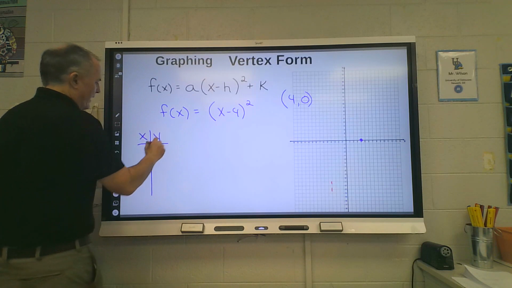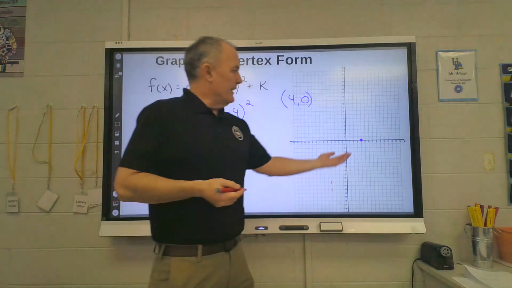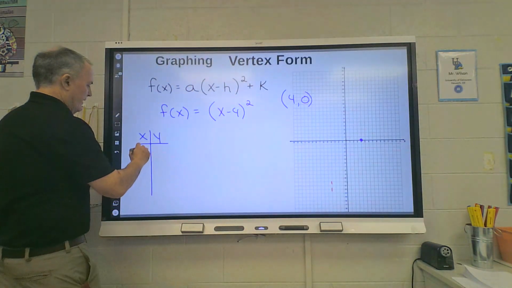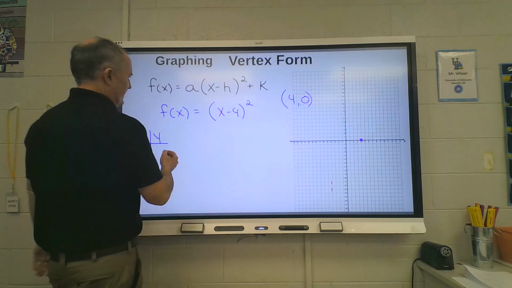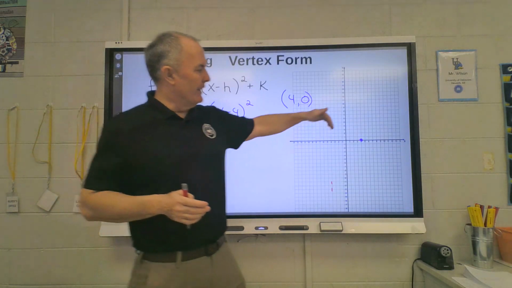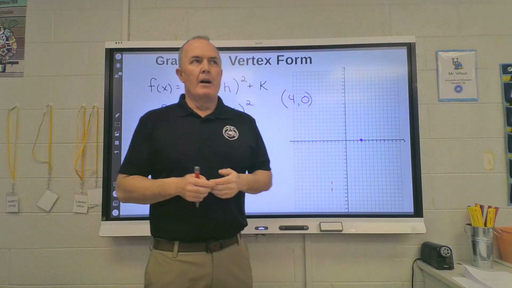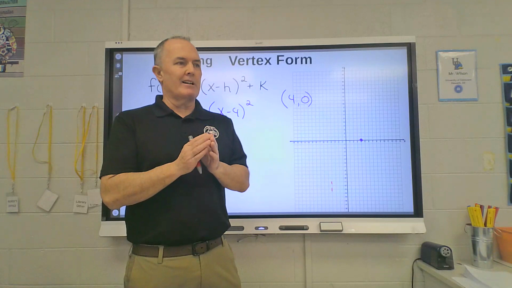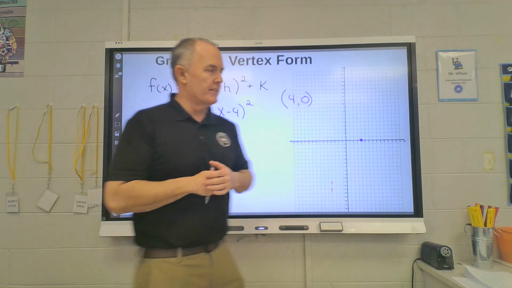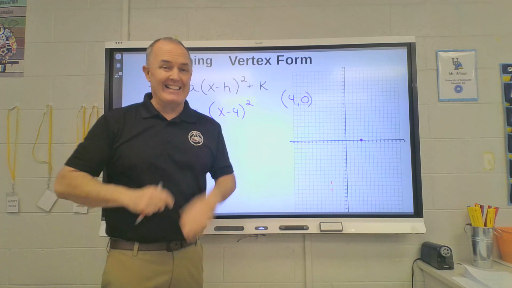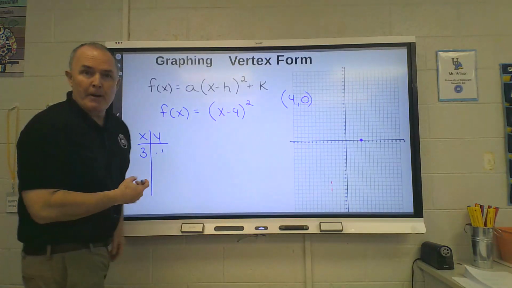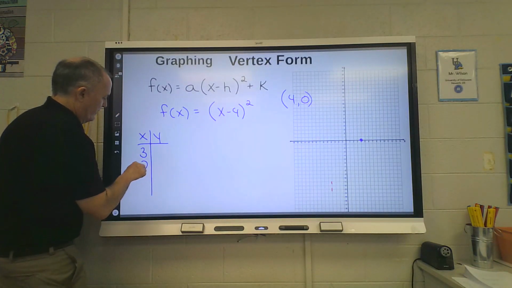I always use x and y. Let's go to the left side this time. So let's do 3. Let's do 3. And let's do 2, I guess. You got to be careful when you pick your numbers. They literally can be any numbers on either side. But you want to stay close to your vertex because sometimes if you pick too big of numbers, you're going to end up way off your graph, and it's going to be a complete mess. Just try to stay as close to your vertex or your axis of symmetry as possible. All right, so we're going to use, oops, I didn't mean to put the 2 there. My bad. There we go.